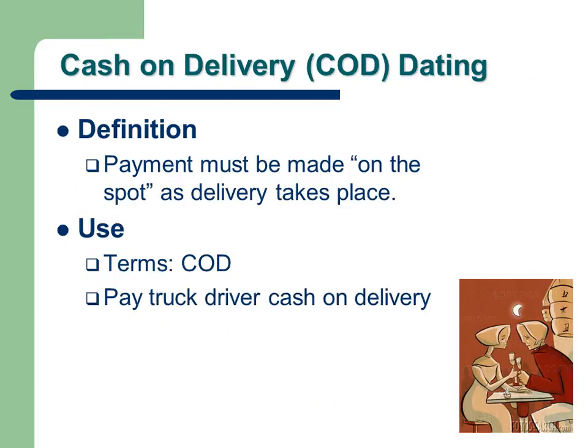All right, so let's take a look at each dating term in more detail. The first dating term we need to learn is the COD term, which is cash on delivery. When the invoice is under the COD term, the payment must be made on the spot as the delivery takes place. So as soon as you receive the merchandise, you have to pay the bill to the person who delivers the merchandise. So it could be like a truck driver in this case. When this term is written on the invoice, it would say COD.